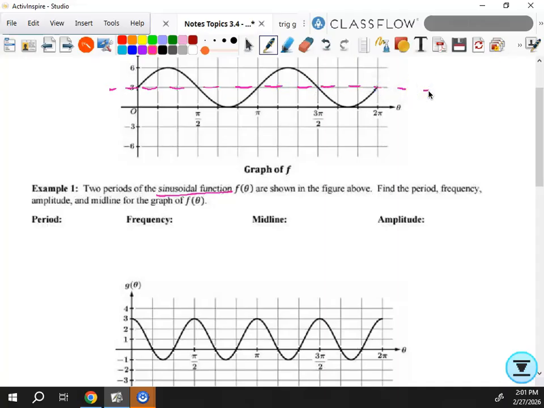On this one, I feel like I could just eyeball it. It's not that big of a deal. So my midline is a line, so that is at y equals 3. Everybody okay with that?